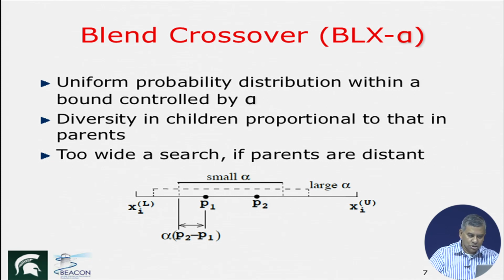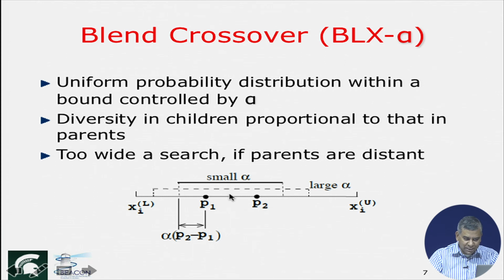Is that clear? I'm assuming P1 is smaller than P2 here. So I've got P2 minus P1, which is this difference, multiplied by alpha, and you go on the left side of P1. So you get this point. And from here, you go the same amount, alpha times P2 minus P1, on that side, and get this point here. Now you've got a big range from here to there, where P1 and P2 are symmetrically placed. Now you go to the middle of it.